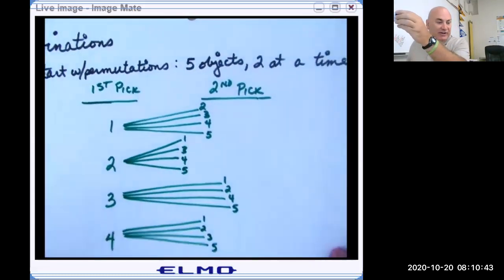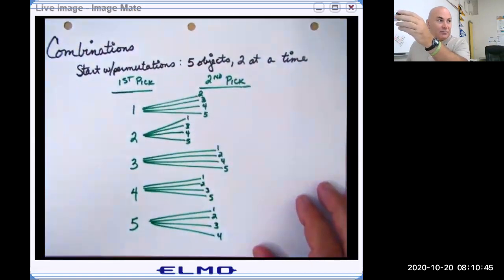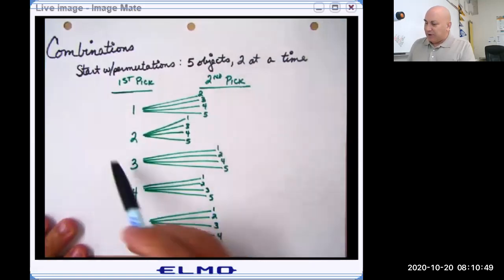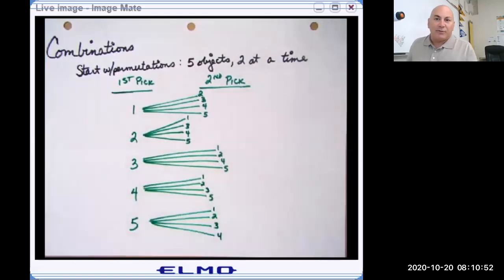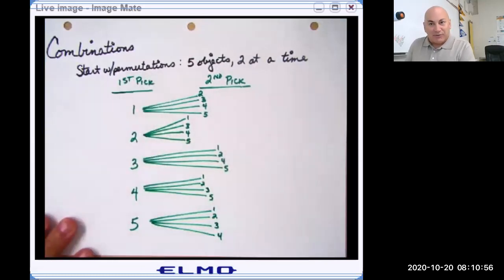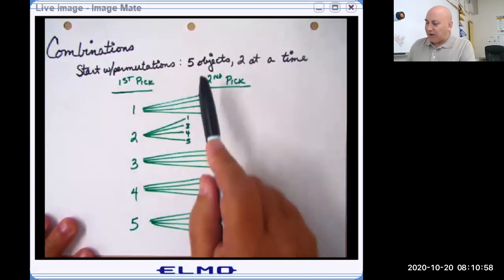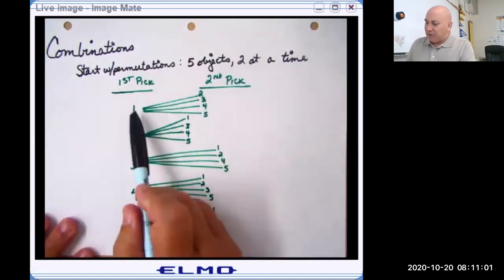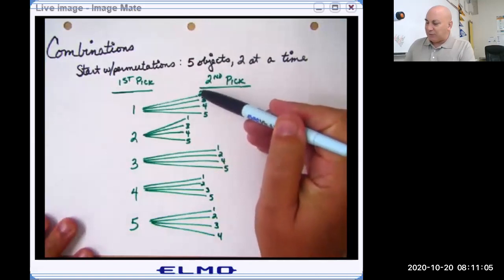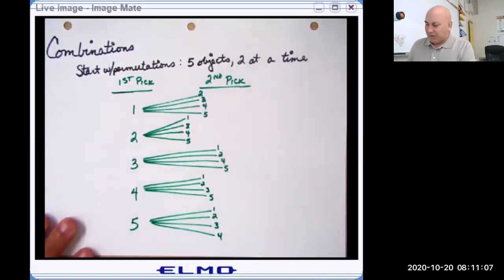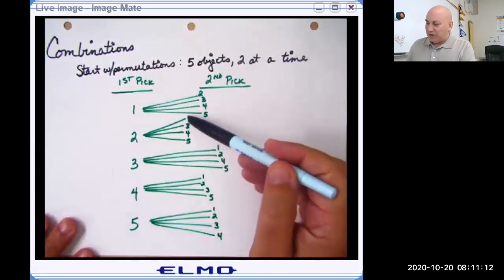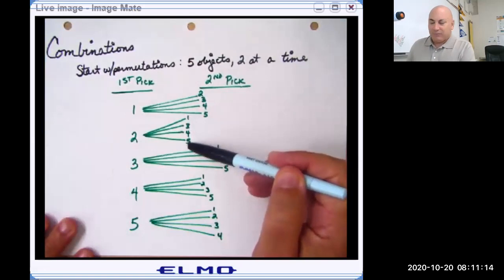Now let's look at combinations. Let's say I have 5 objects, 2 at a time. So my first, I'm just going to number them 1 through 5. So I'm going to start by calculating how many permutations there are of these 5 objects, 2 at a time. So if my first pick is object 1, then my second pick could be either 2, 3, 4, or 5. If my first pick is 2, then my second pick could either be 1, 3, 4, or 5, etc.